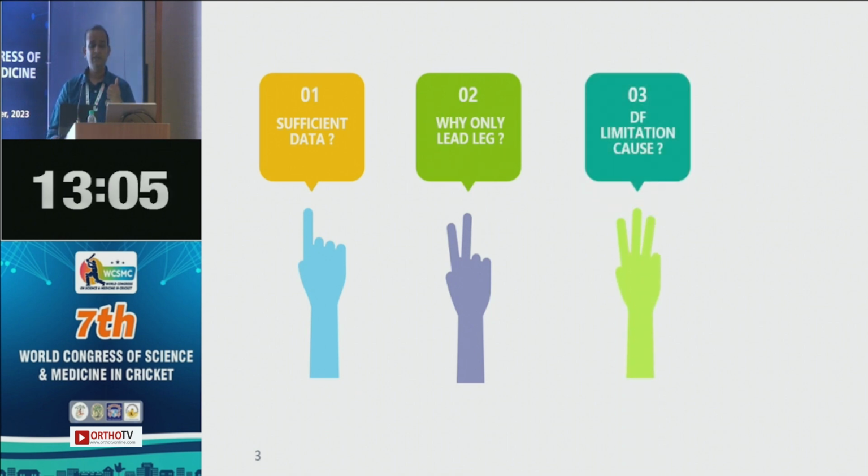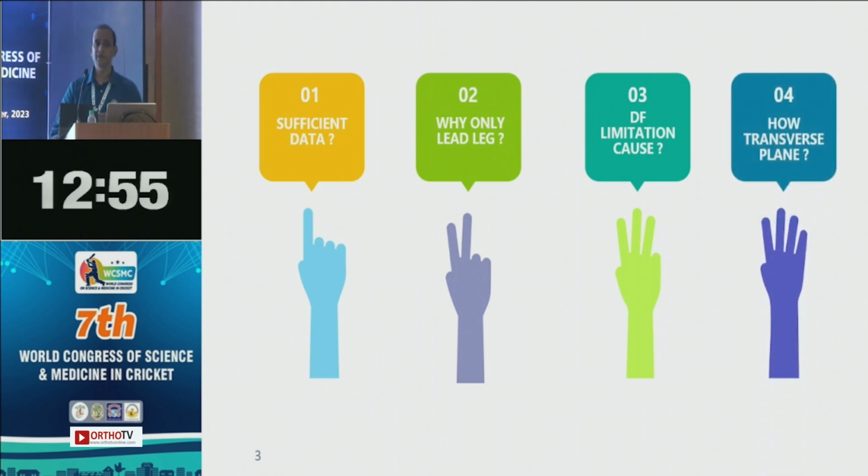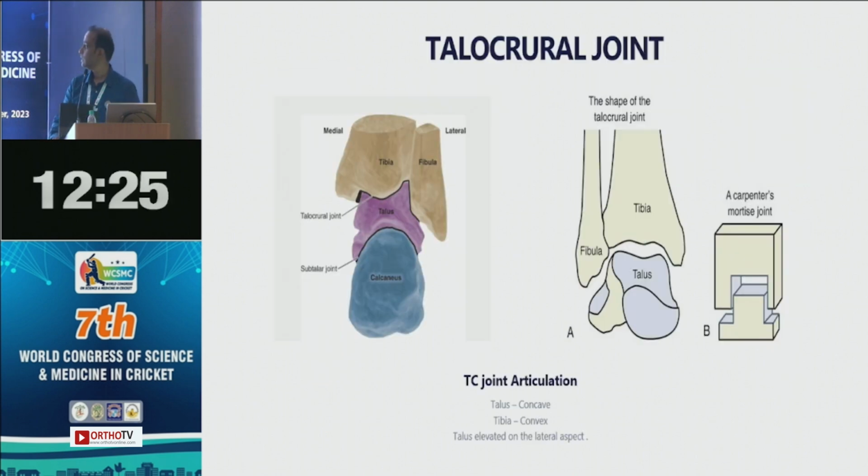The third one is, what really causes this dorsiflexion limitation in fast bowlers, particularly on the lead leg. And the last one we would like to go through is how it can affect the transverse plane mechanics of a fast bowler. We all know dorsiflexion and plantar flexion are entirely in a different plane, but how they can affect the rotational component, that is, the transverse plane motion, are the questions which we need to answer. We need to understand how dorsiflexion range of motion can lead to all these.